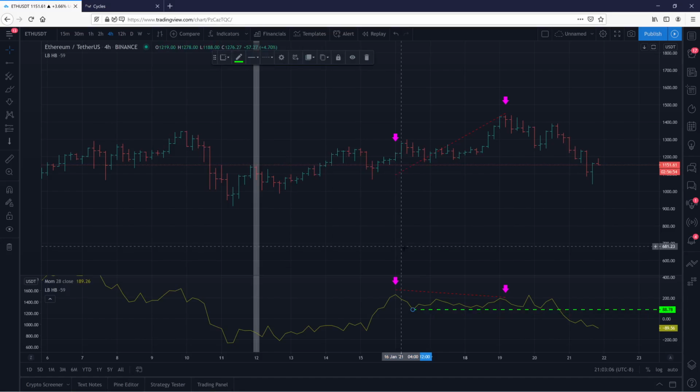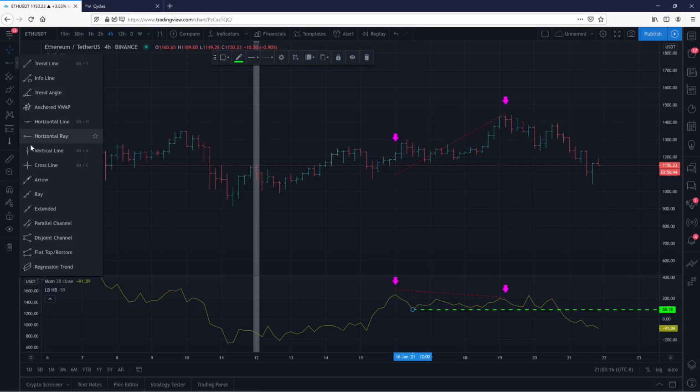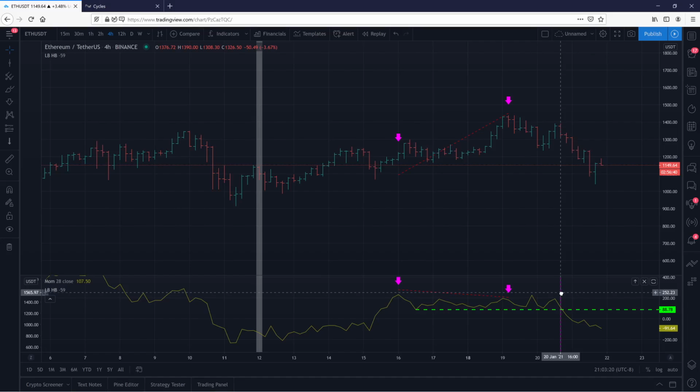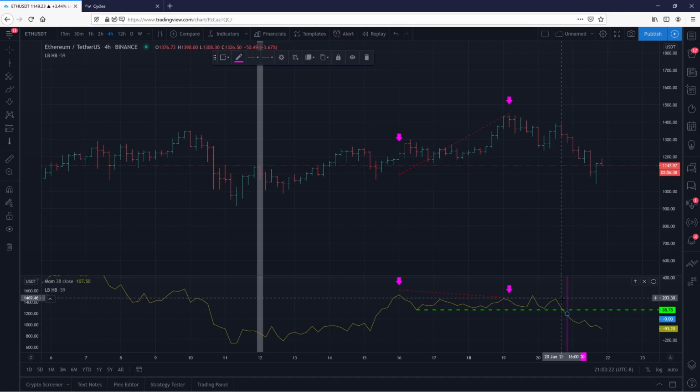Okay. To trigger divergence, you need the oscillator to close below that line. That happens on this bar. Oops, not that one, sorry. This bar would be the trigger of bearish divergence.